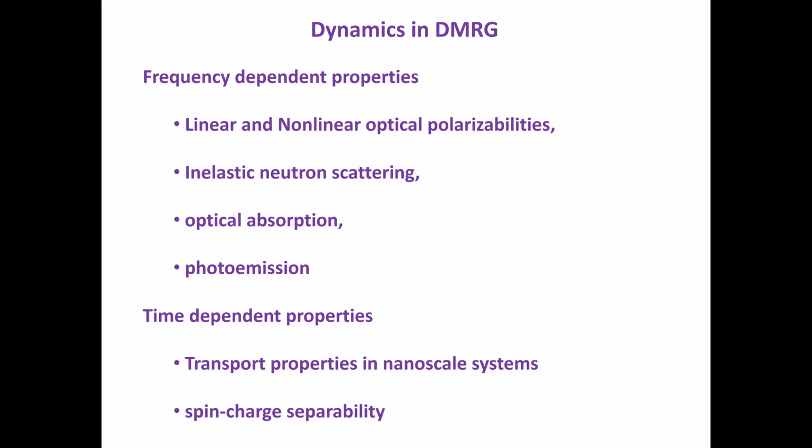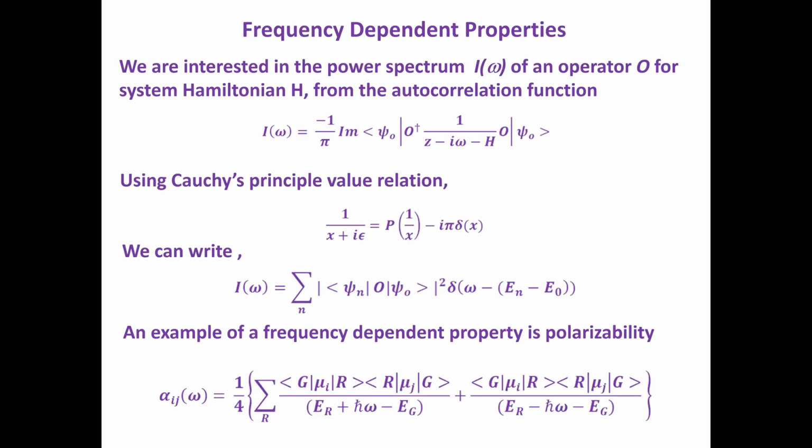So often there are two types of dynamics when people talk about. One of them is the frequency dependent properties. Examples of properties which are frequency dependent are, of course, linear and nonlinear optical polarizabilities. It was in this context that we started doing DMRG. And then you have inelastic neutron scattering, to get the spin wave spectrum and so forth. That's useful. Optical absorption, photoemission, these are some of the frequency dependent properties that one is interested in. And as far as time dependent properties go, the kind that people are interested in are transport properties in nanoscale systems, and also spin charge separability, one of the things that people have been quite interested in. And let us see how one can do it.